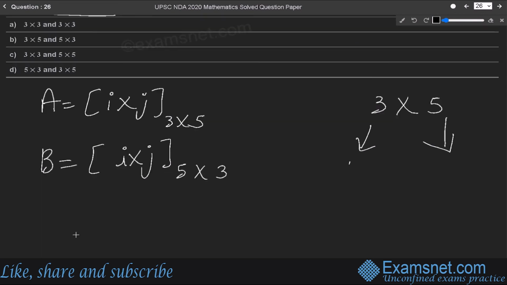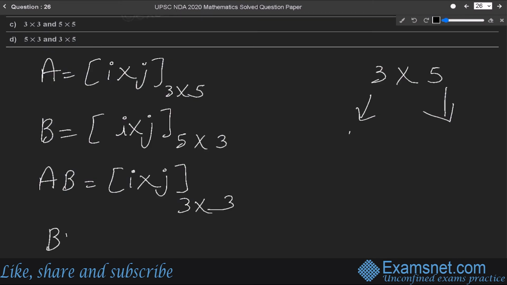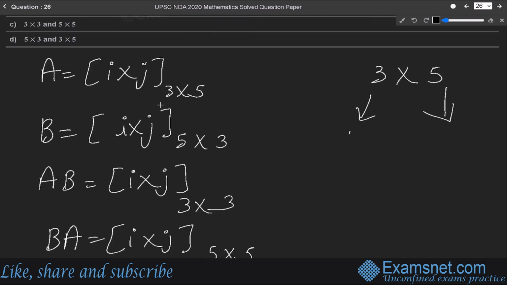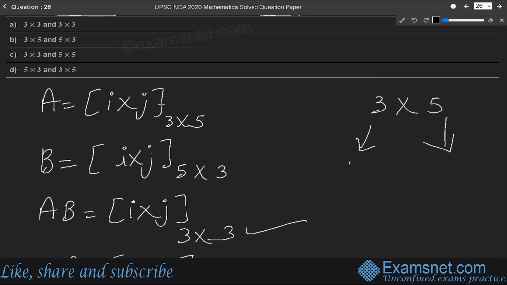So these are the two matrices which is given. Now let us look for the order of AB. AB will be equals to I into J and it will be 3 cross 3. And BA will be equals to I cross J, 5 cross 5. See, in the question the order of AB and BA was asked. So the correct order of AB is 3 cross 3 and the order of BA is 5 cross 5. So the correct option is 3 cross 3 and 5 cross 5.